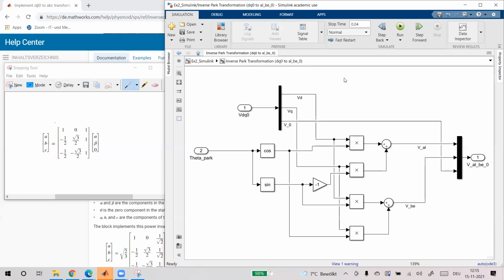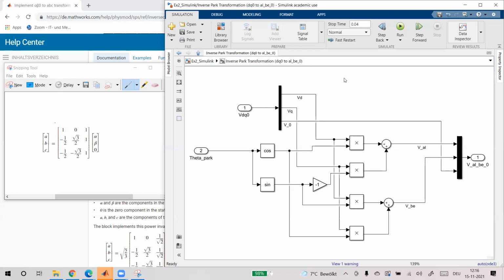So this is your inverse Clarke, and this is your ABC. You can see them in the same graph also. You can just put them together. How do you do that? Use mux. Just click once and then type.